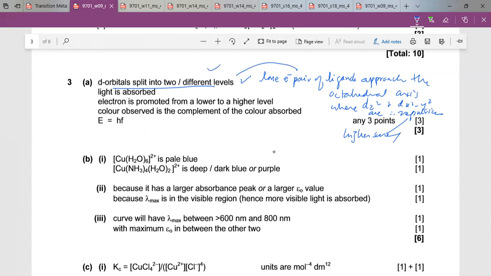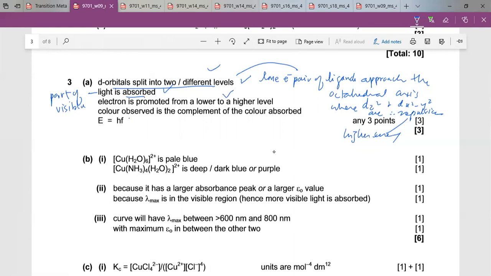Of course, light. Part of the visible light is absorbed, right? And cause what? Electron, 1 mark here, electron to be promoted from lower to higher level, 3 marks.